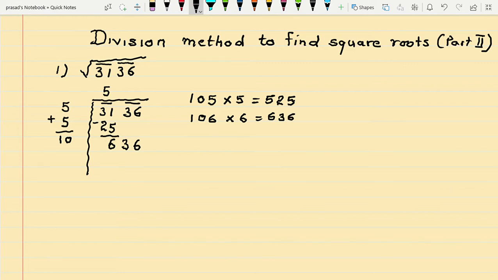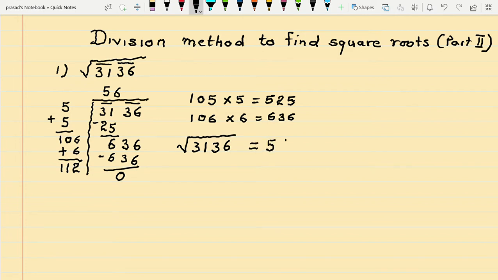So the next divisor will be 106. In the quotient, write 6 and add 6 to the divisor, which gives 112 here, and subtract 636, which gives the final remainder 0. And that means the square root of 3136 is 56. Are the steps okay with you?